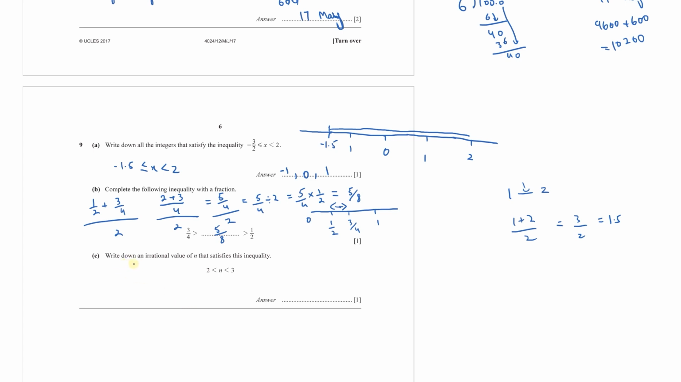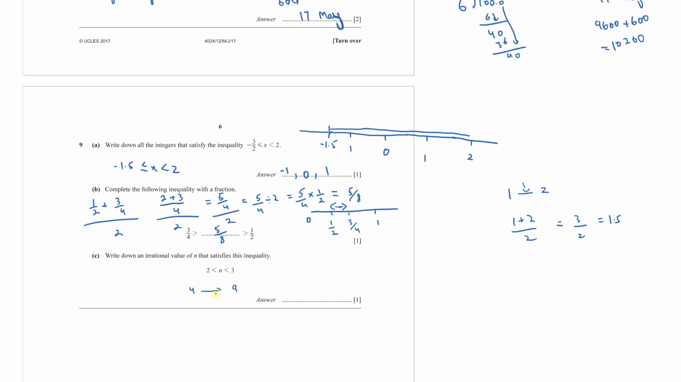Part C is write down an irrational value of n that satisfies this inequality. Irrational numbers are numbers that cannot be represented as a fraction, and usually square roots which are not whole numbers are irrational. Since you have 2 less than n less than 3, what's the square of 2, which is 4, and what's the square of 3? Oh, sorry, 3 squared is 9.